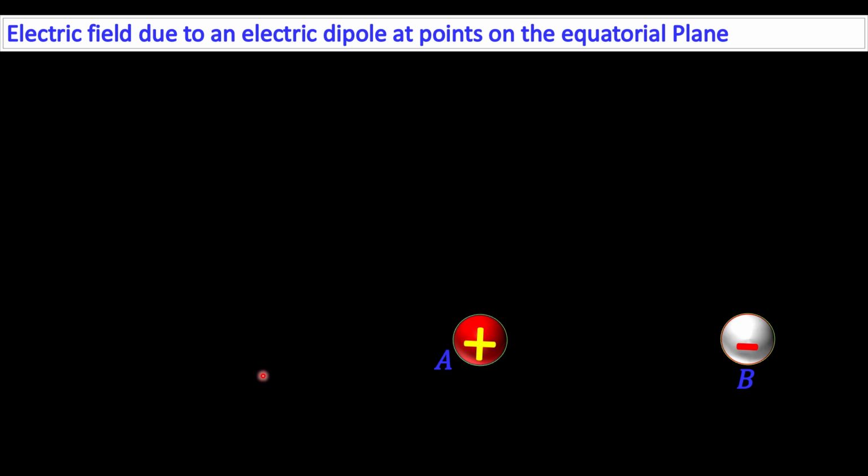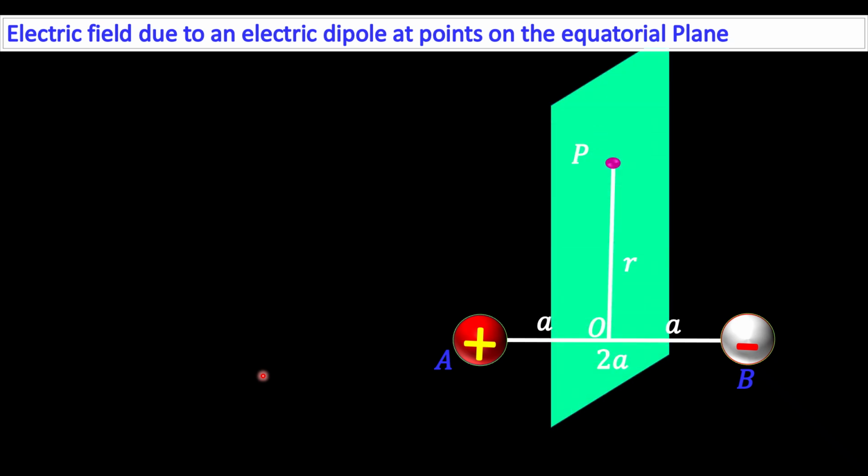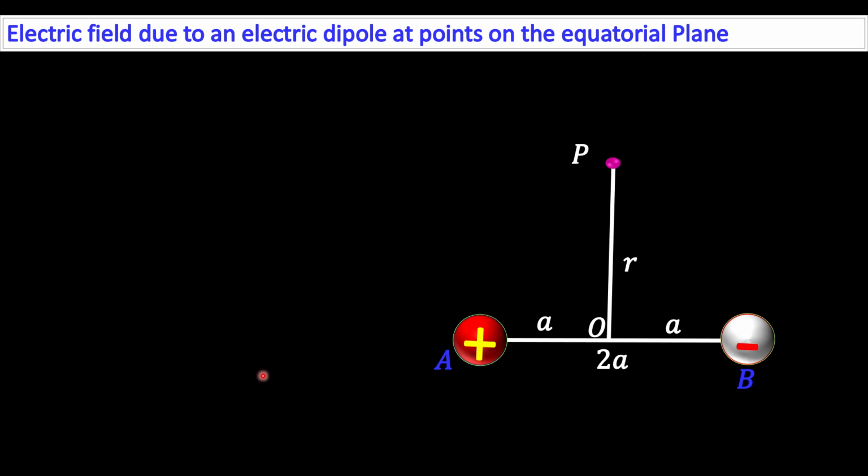Let us consider the distance between the charges of an electric dipole is 2a. O is the midpoint of the electric dipole. A point P is placed at a distance of r from the midpoint O of the dipole on the equatorial plane, that is perpendicular to the midpoint O. Due to this, PA is equal to PB.